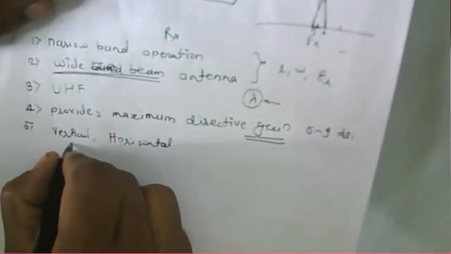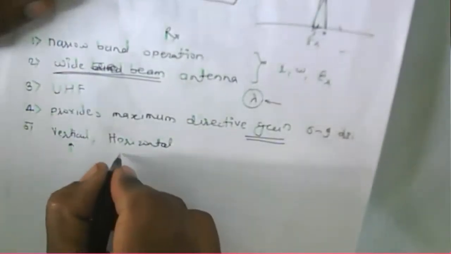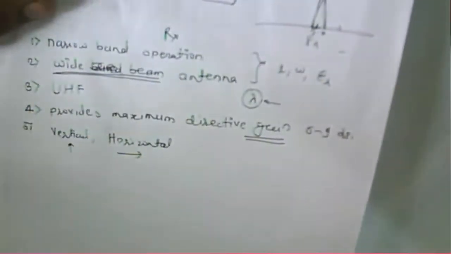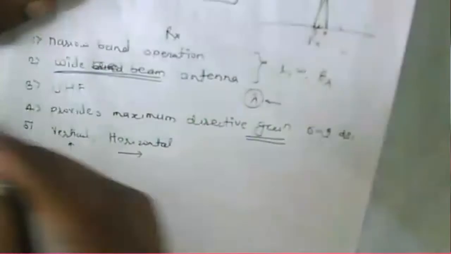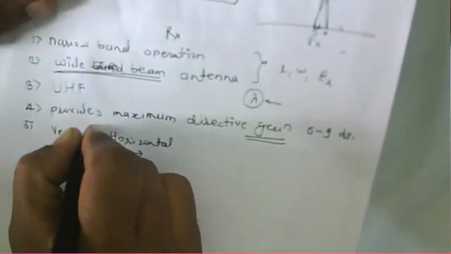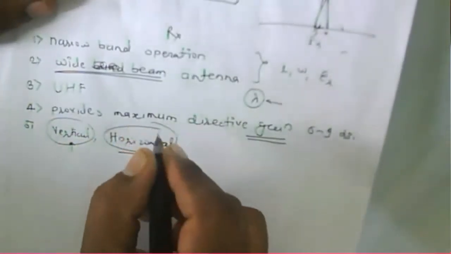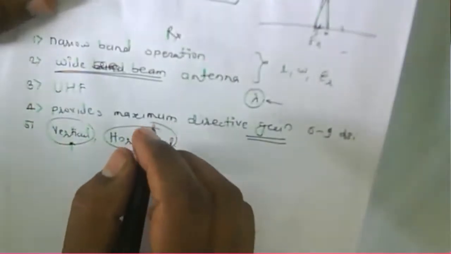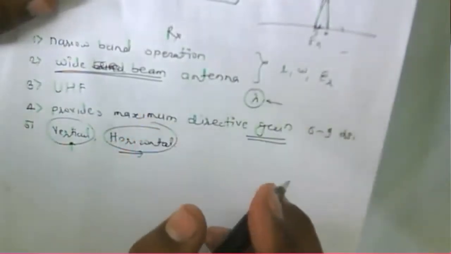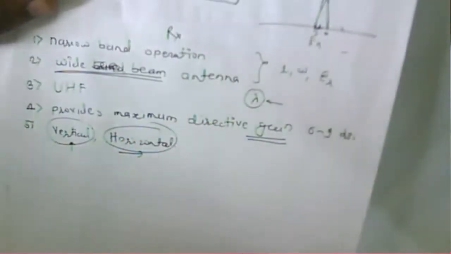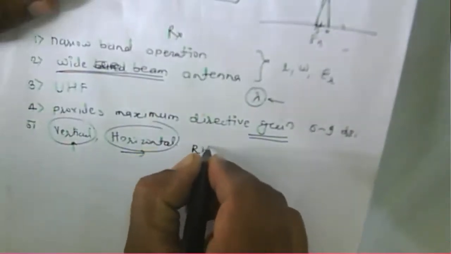The electric field vector is perpendicular to the ground surface. Horizontal polarized wave means what? The electric field vector is parallel to the ground surface. That's why using this particular patch antenna we will get a vertical polarized or a horizontal polarized wave. Okay, instead, the patch antenna can also produce a right hand circular or a left hand circular polarization.